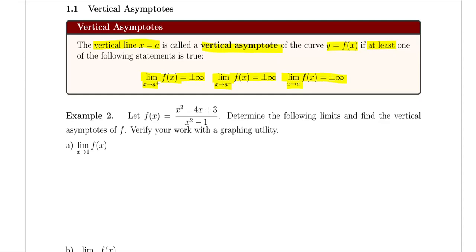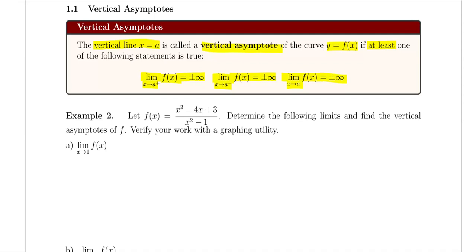Okay, so let's see how many vertical asymptotes the following function has. If we have the function f of x equals x squared minus 4x plus 3, all over x squared minus 1. All right, so what would be the vertical asymptotes, if any? Now, I do want to verify the work here with a graphing utility. You guys can verify it with your graphing calculator, but because I'm recording, I'll be verifying it on Desmos.